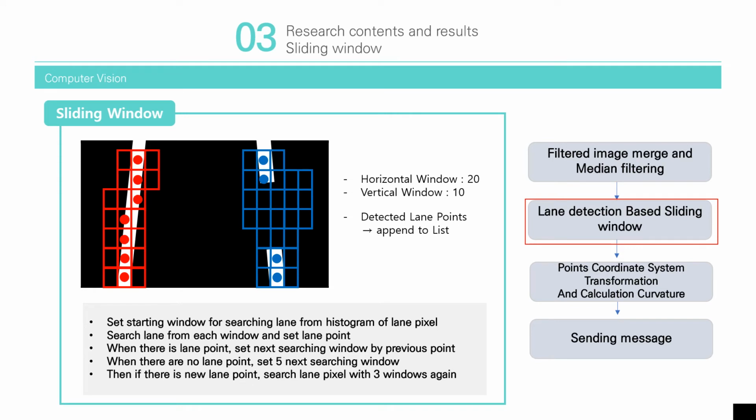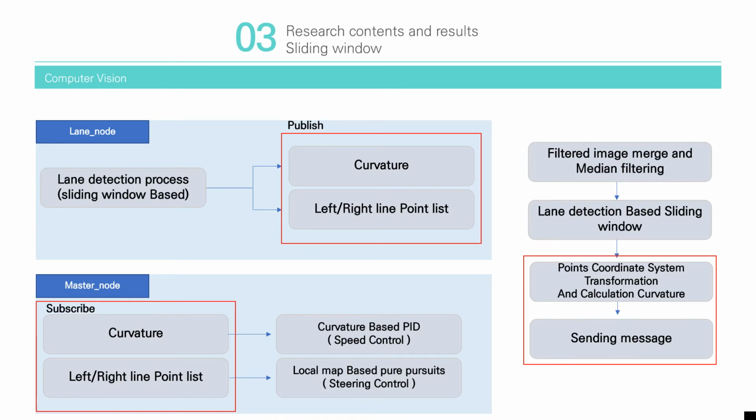Next, the lane is detected in the filtered image using sliding window search. Then the points are sequentially appended to the left and right lane lists. The curvature is calculated after the lists contain points, and it is converted to the local map coordinate system. After conversion, a message is sent to the master node.